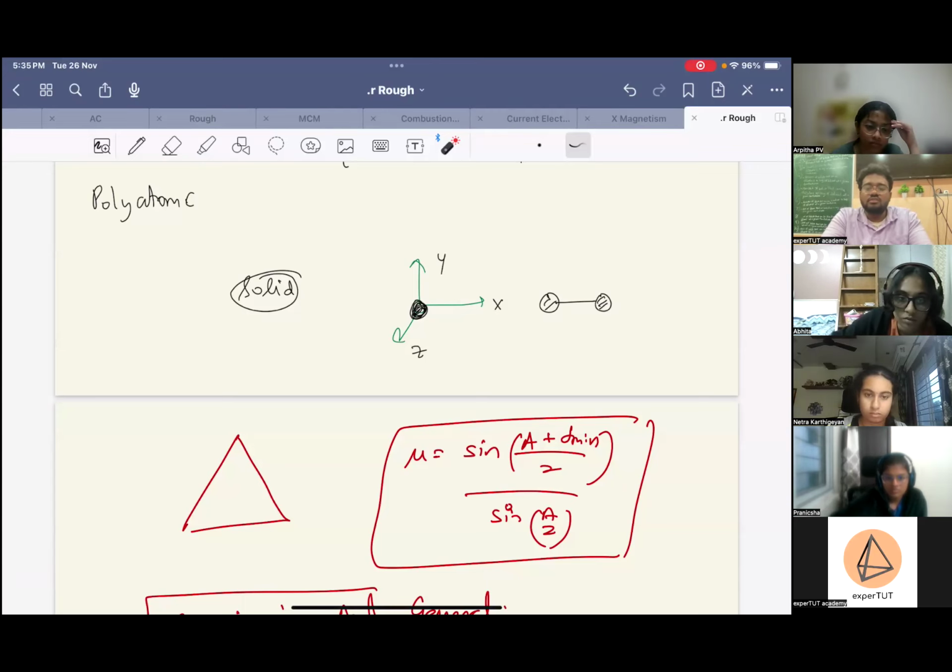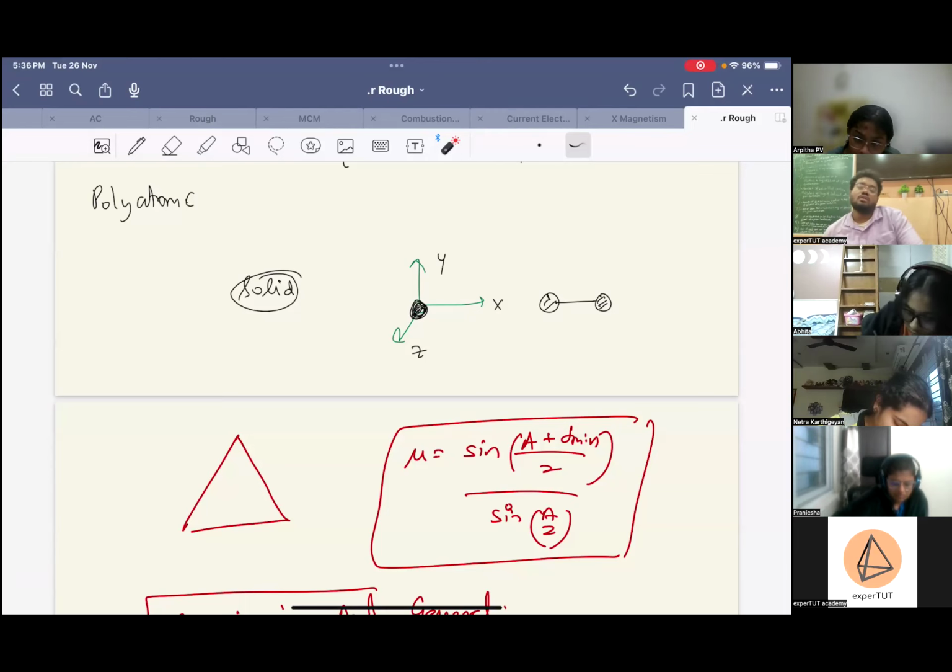Mean free path is the average distance a moving particle travels before it collides with another particle. Okay.